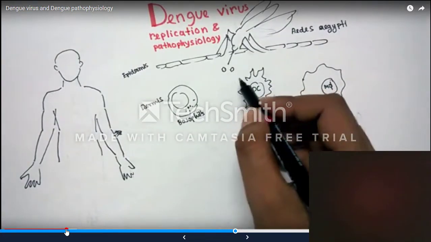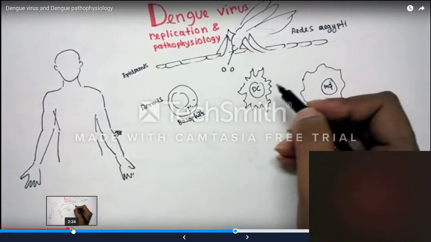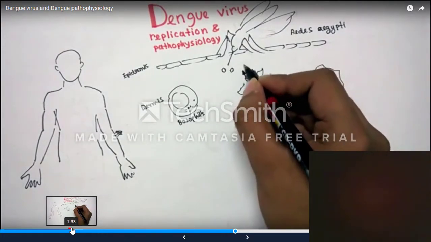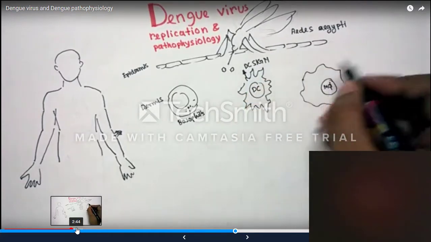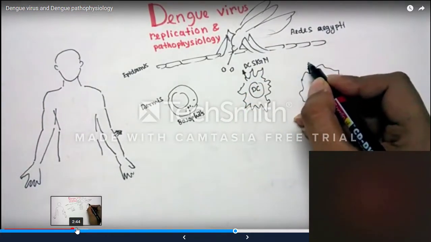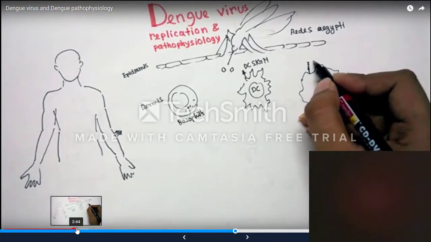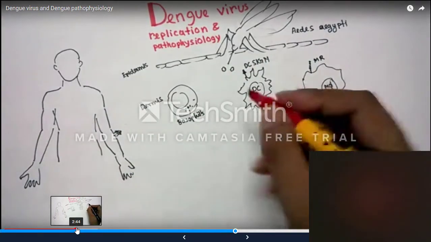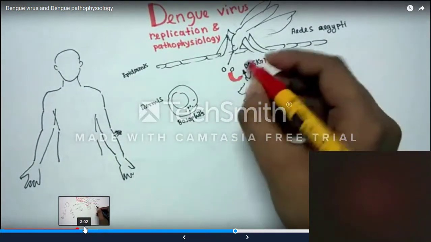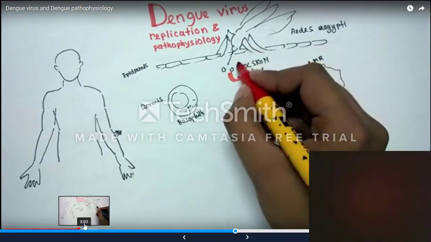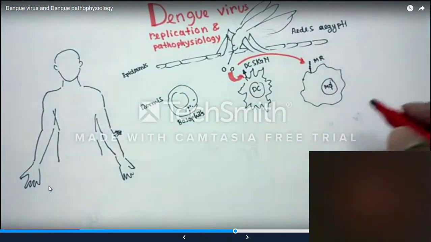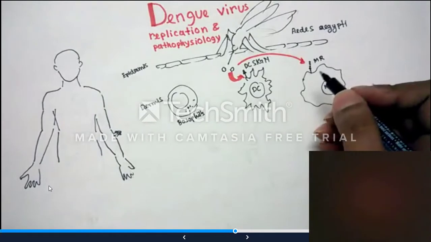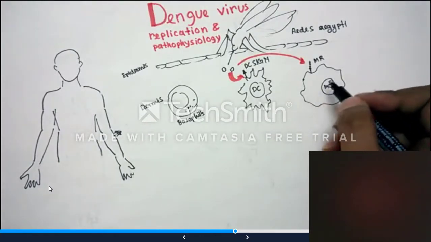Dengue virus will actually infect the dendritic cells or the macrophages. The dendritic cell has a particular type of cell receptor called DC-SIGN, and the macrophages have a particular type of receptor, the mannose receptor, MR. So this dengue virus can get inside the cell via either of these two receptors. We will look in detail at how the dengue virus gets inside and causes harm to these kinds of cells.